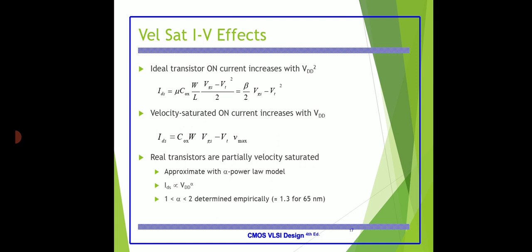And in velocity saturation in IV characteristics, this is the ideal transistor. Here in the ideal transistor, when the current is on, it increases with VDD square.